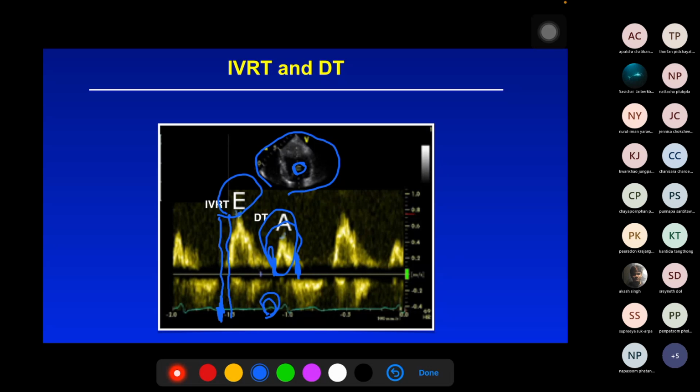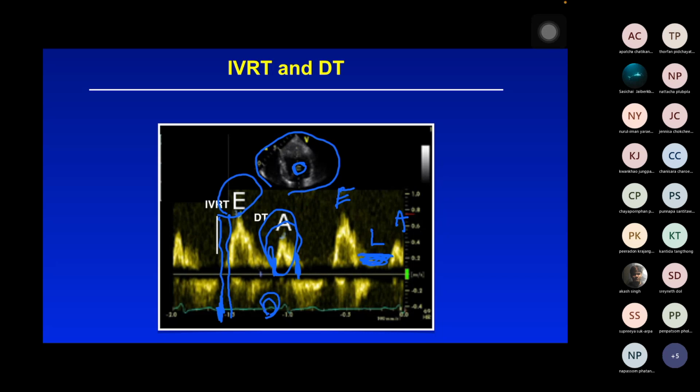If you measure the duration from this one to this one, it's called the A duration. This picture looks normal because this is the E wave and this is the A wave, and this one is the diastasis phase. No flow in this phase is normal. You don't see the L wave here, so this patient is unlikely to have high LA filling pressure. Okay.